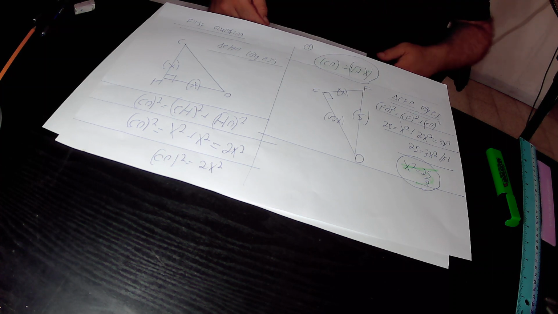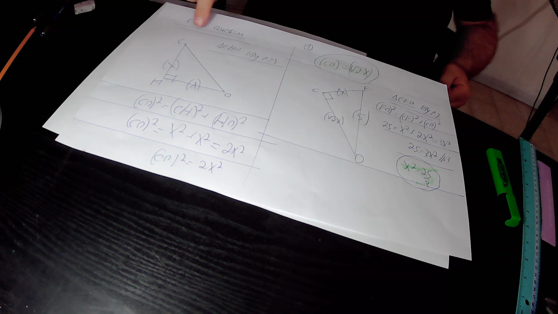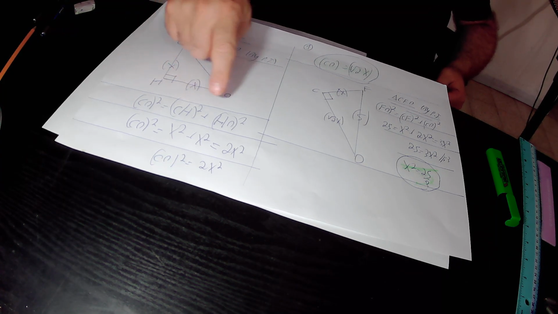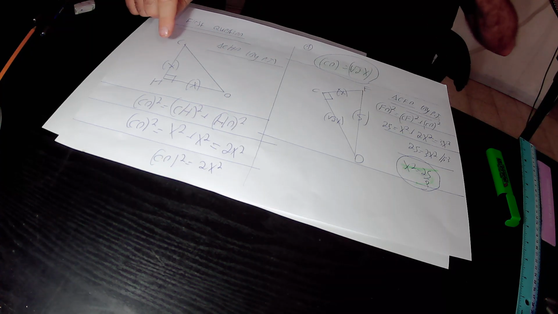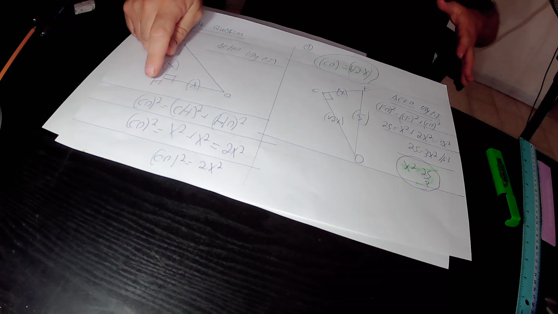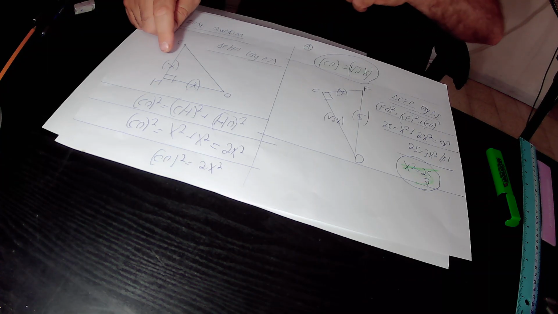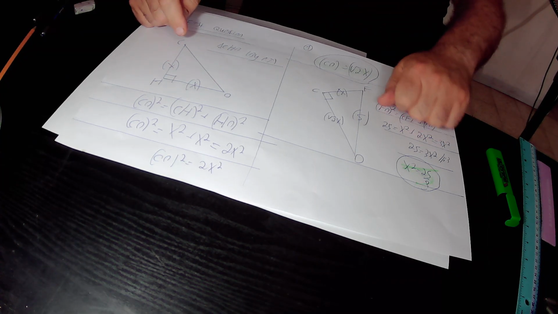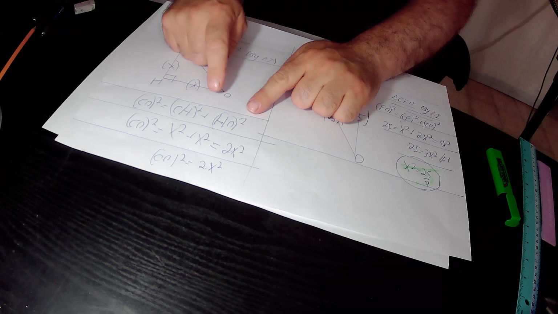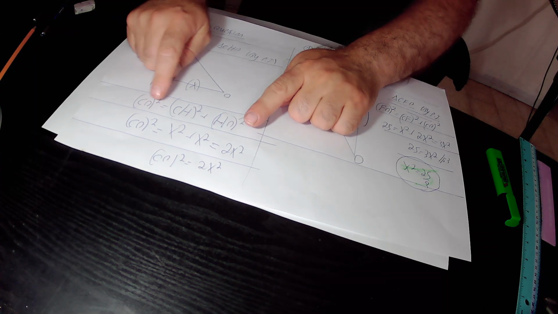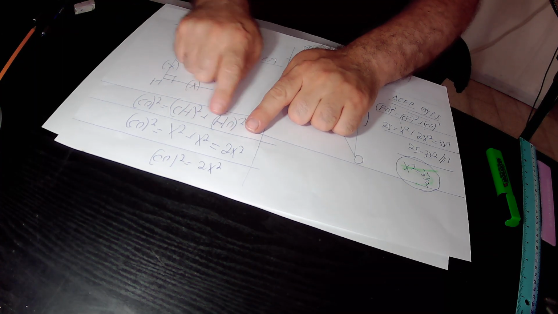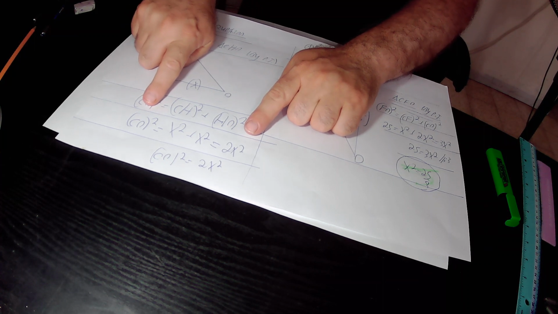According to the Pythagoras theorem, in any right triangle, the square of the hypotenuse equals the sum of the squares of the perpendicular sides. So in this right triangle CHO, it means that CO square equals CH square plus HO square. Again, CO square equals CH square plus OH square. CO is the missing side, so we leave it as it is. So CO square equals CH square. CH is x, therefore CH square is x square. Plus HO square. HO is x, therefore HO square is x square. So in total, CO square equals x square plus x square, that is 2x square. So CO square equals 2x square.